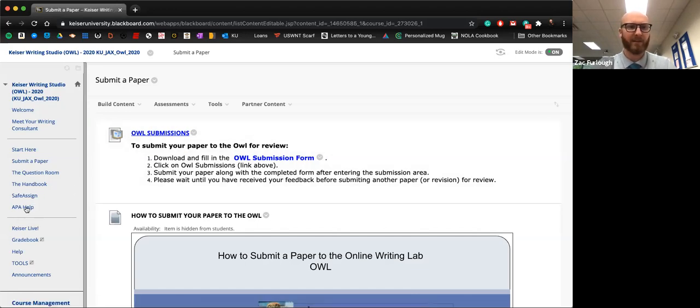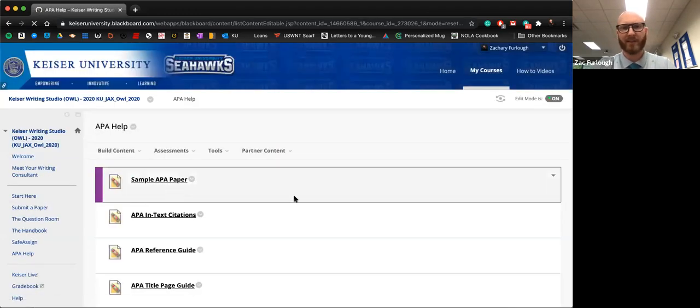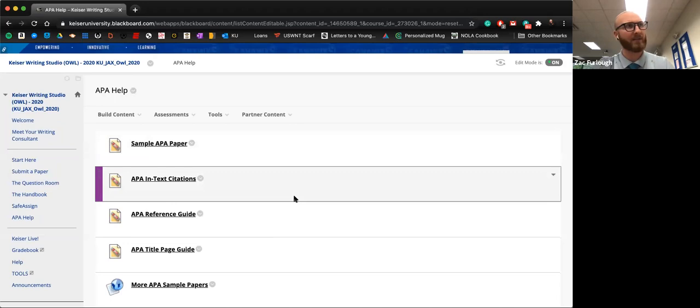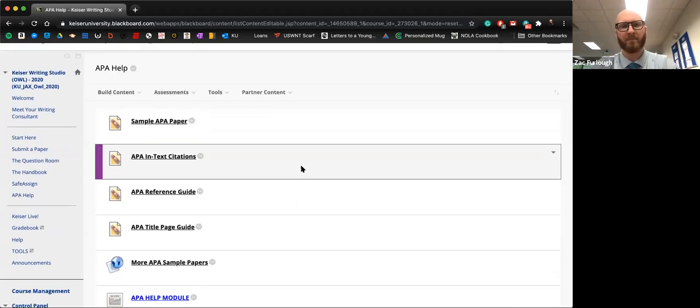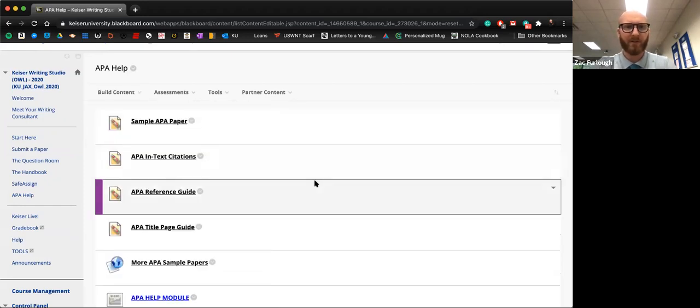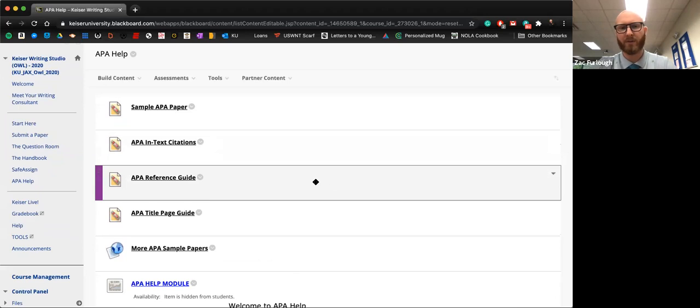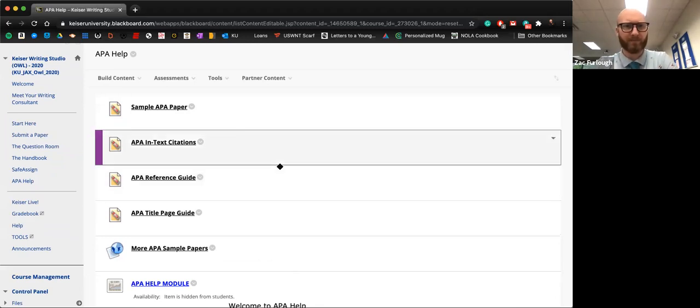And then the other big thing here is the APA help, obviously. Now I have hard copies of all of these handouts here at my desk. I have a little rack thing with a bunch of flyers and handouts. But these are all digital copies of those same things. So these are all going to be really good tools for you in terms of following the new guidelines for APA 7th edition.